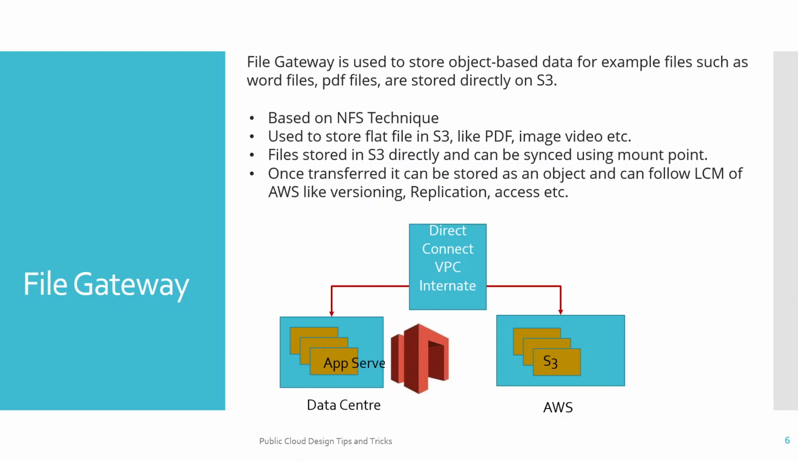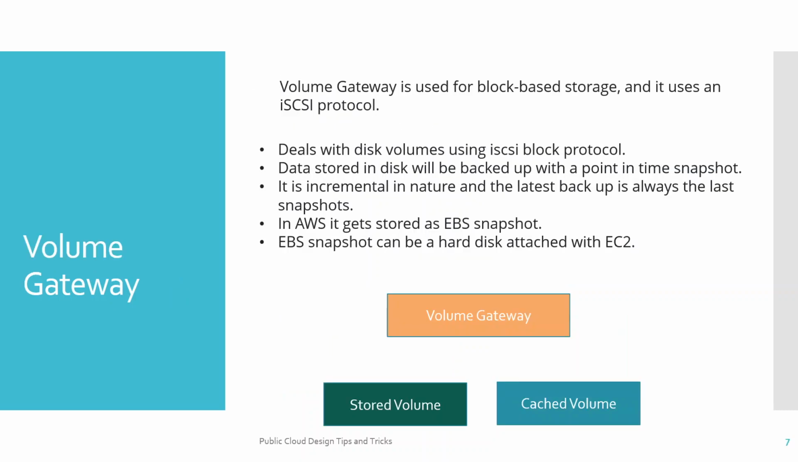So there is a simple example here. A data center and AWS are there, and the file transfer is happening from data center to AWS or vice versa using the file gateway. So the connectivity between data center and AWS can be using Direct Connect or a VPC or a network peering or using the internet. So this is an example of file gateway.